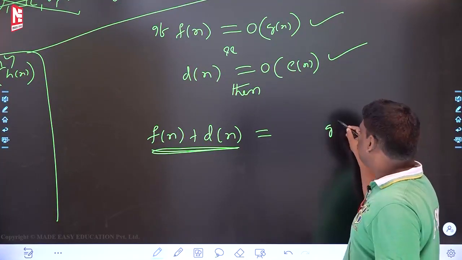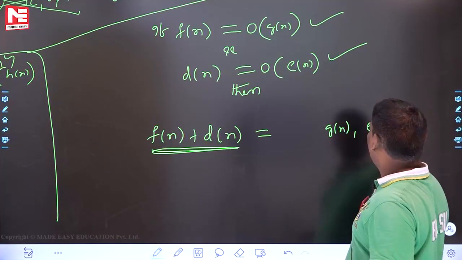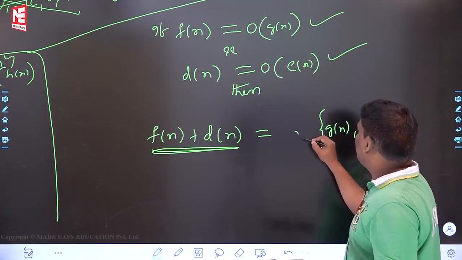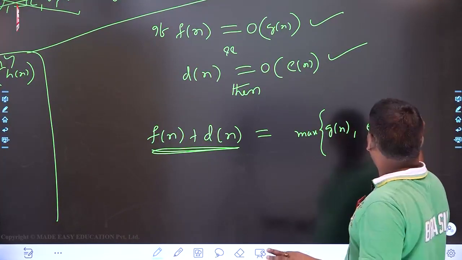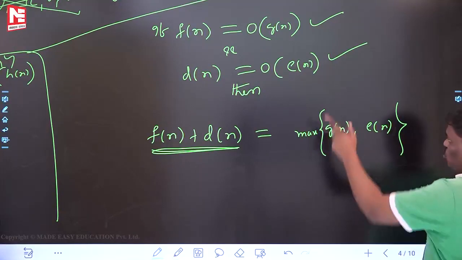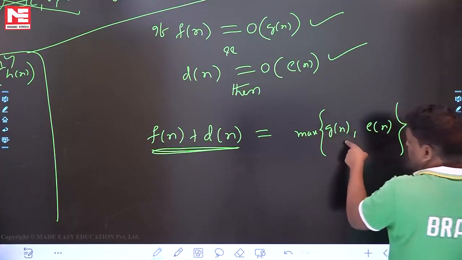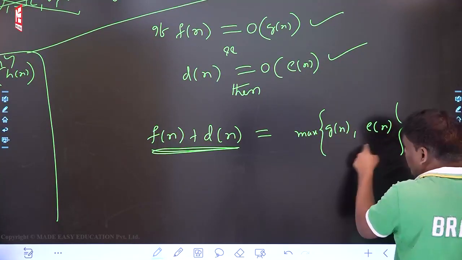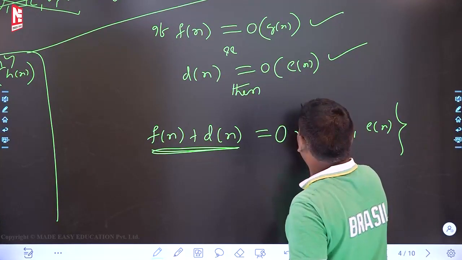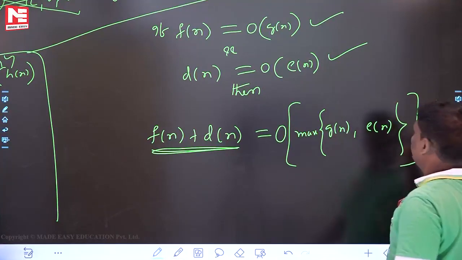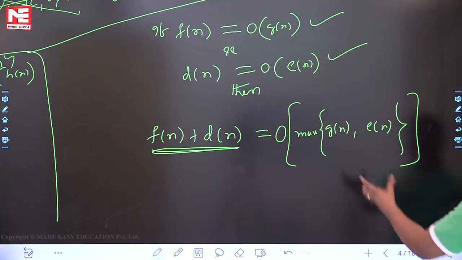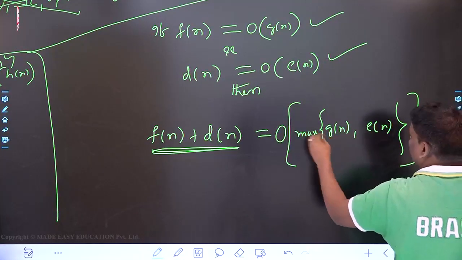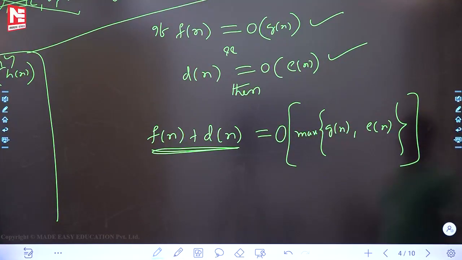See this one: g of n, e of n. Take these two and find the maximum of these two. For f the upper bound is g, for d the upper bound is e. Of both upper bounds you take the maximum, whichever is bigger, and that maximum will come in the big O. Of course, it is going to pass.